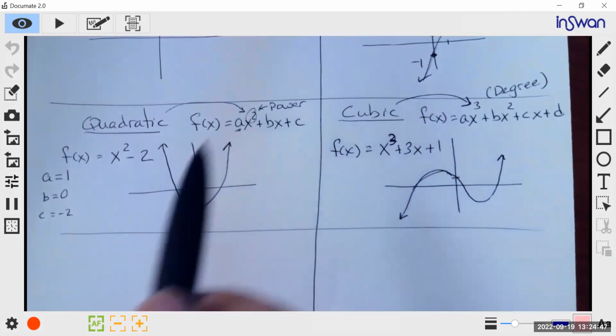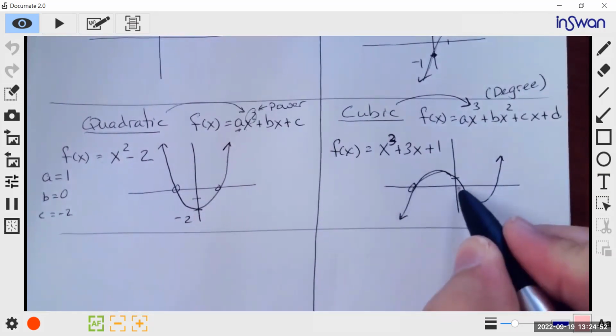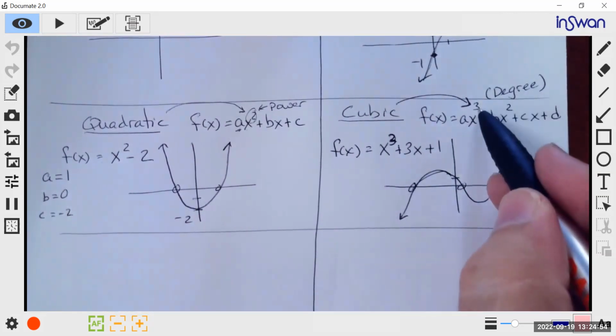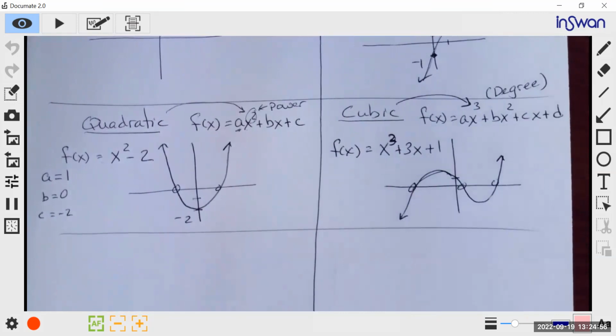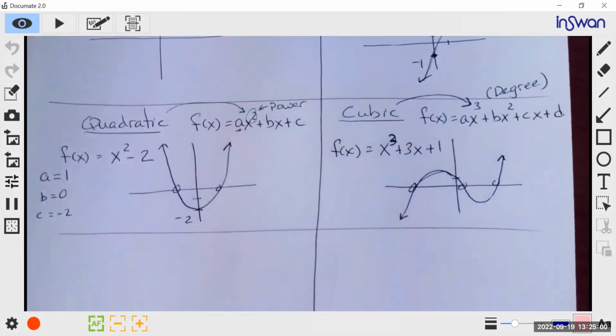Also, the degree tells us how many times we can cross the x-axis. If the degree is 3, we can cross it at the most 3 times. If the degree is 2, then 2 times. If the degree is 7, at most we can cross it 7 times. So now we know how many times it can cross the x-axis, which direction the ends go, and it also tells us how many vertices we can have.